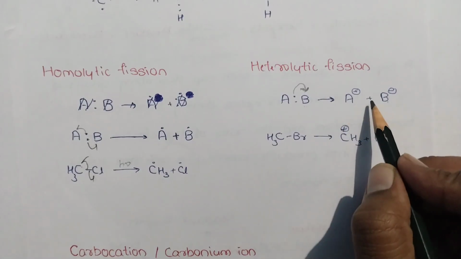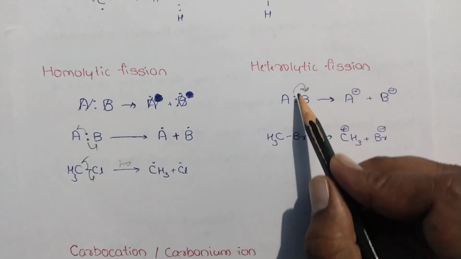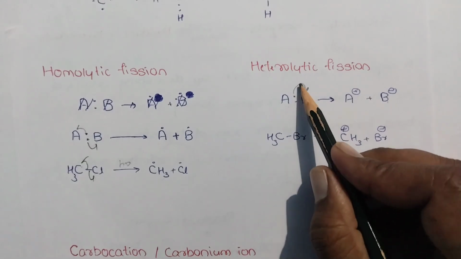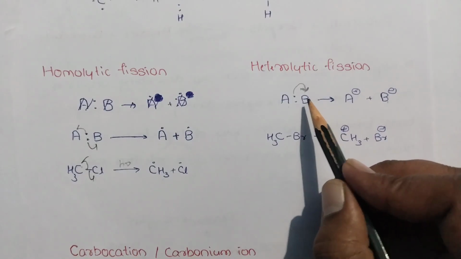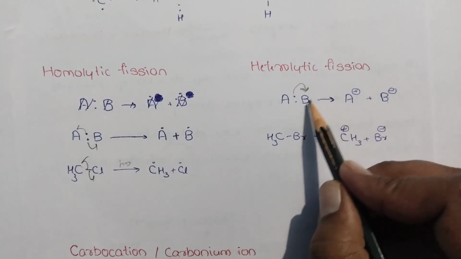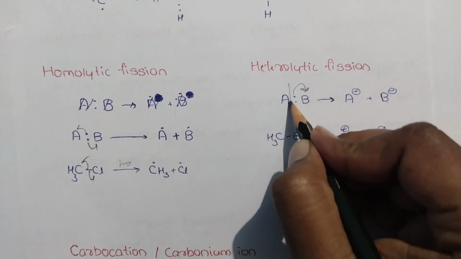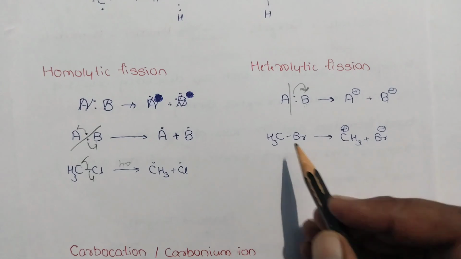This type of fission, in which both the electrons in the covalent bond between atom A and atom B go, after the cleavage, to only the more electronegative atom, is called heterolytic fission, and this is homolytic fission. Let's take an example.